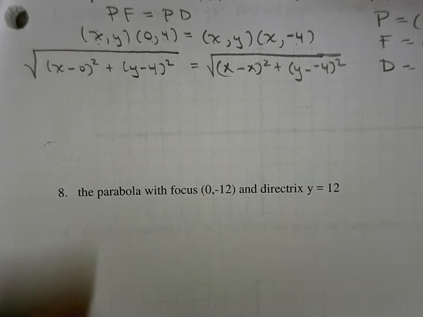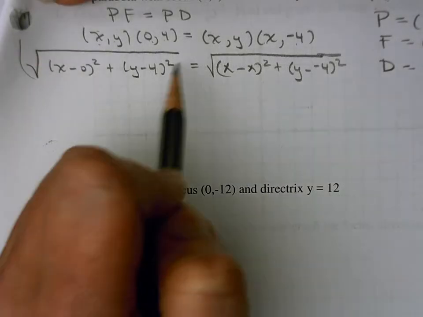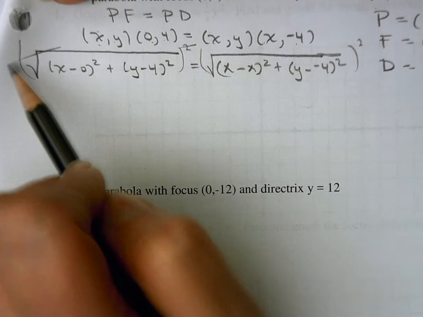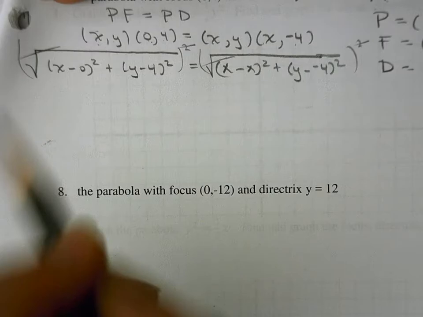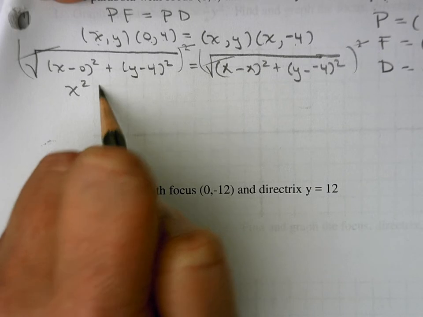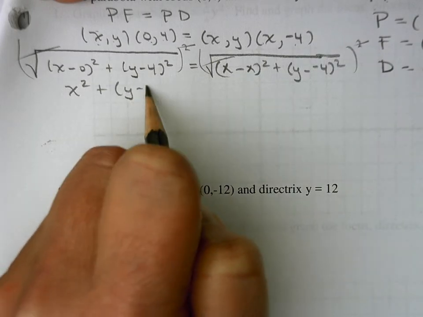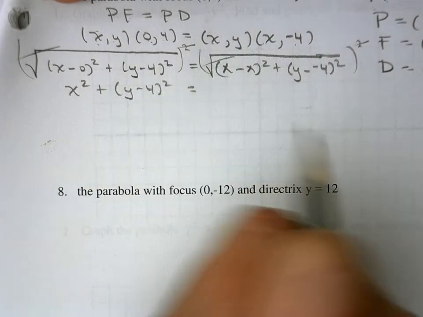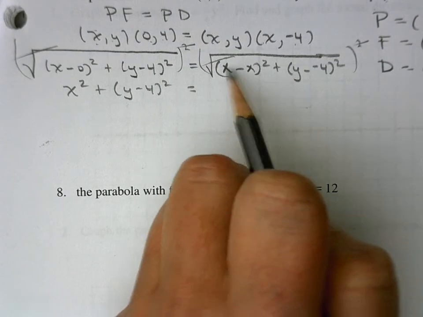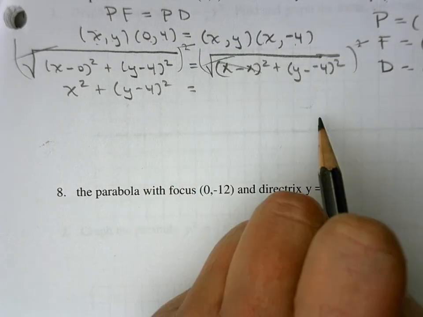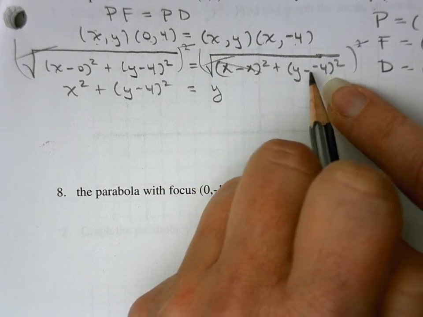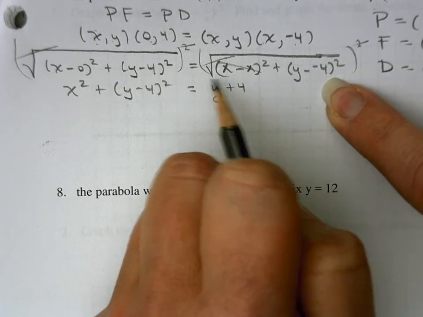I'm going to do a couple of things at once. To get rid of the square roots, I can square both sides, which gets rid of the root on each side. Then x minus 0 is just x, squared, and y minus 4, squared. X minus x is 0, and 0 squared is just 0, so I don't need to write that one anymore. Over here I have y minus -4, and that double negative turns into a positive.